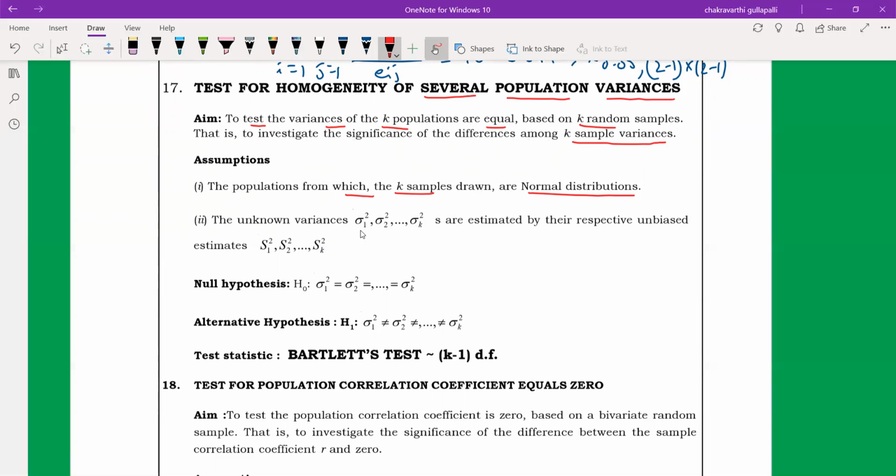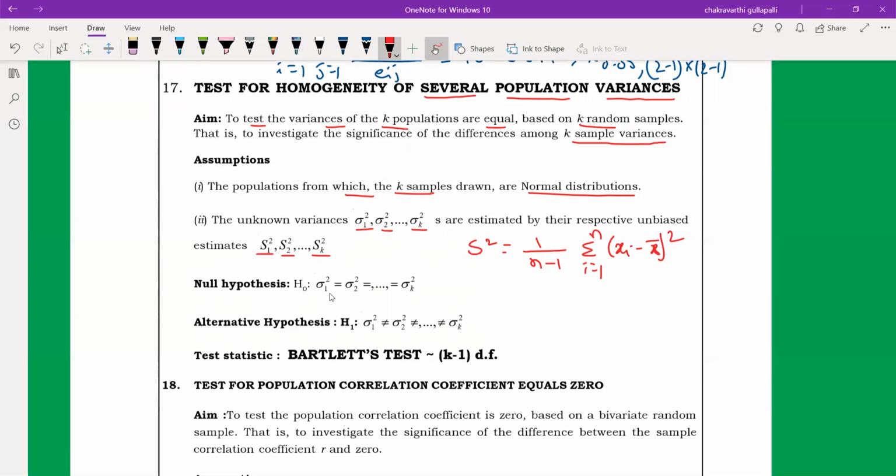The unknown variances sigma 1 square, sigma 2 square, sigma k square are estimated by their respective unbiased estimators s1 square, s2 square, sk square. Here s square is equal to 1 by n minus 1 summation i equals 1 to n, xi minus x bar whole square.